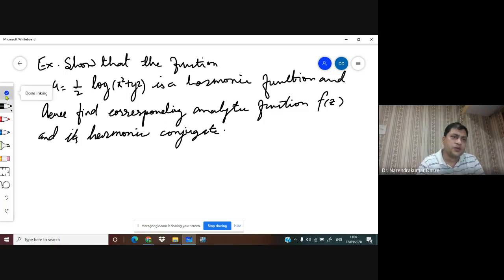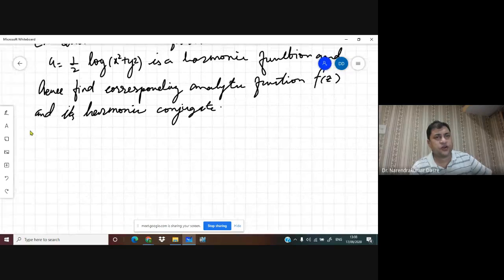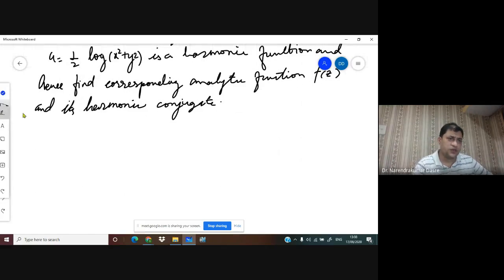Okay. So here we have a given function. We want to find out that this function is a harmonic function, and then after we know that this function is a harmonic function, we have to find out the corresponding analytic function. And once we know the analytic function, we have to find out what is its harmonic conjugate. So let's try the solution.